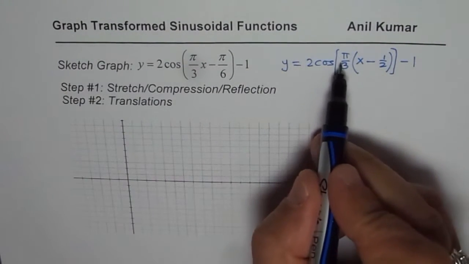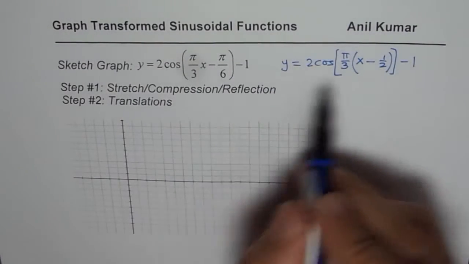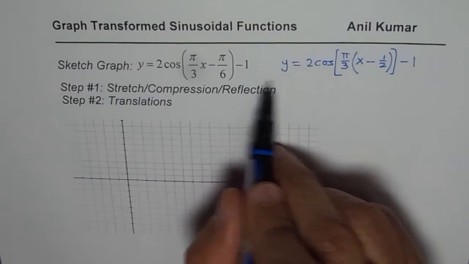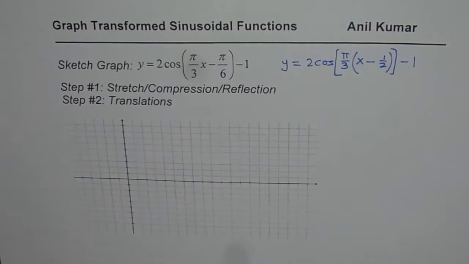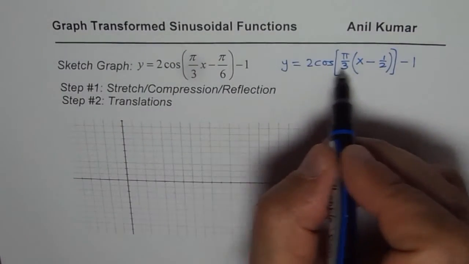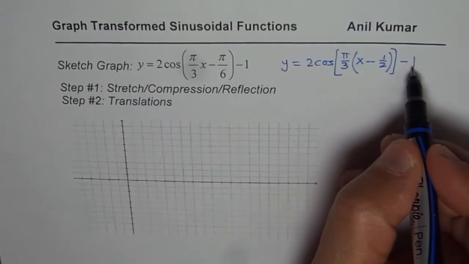If you open this, you'll get πx/3, that's correct. And if you multiply these two, you get π/6. So that is a good check. At this stage, you should also check your result. Now, once you've done that, you can write down your time period, amplitude, and all those things, correct?